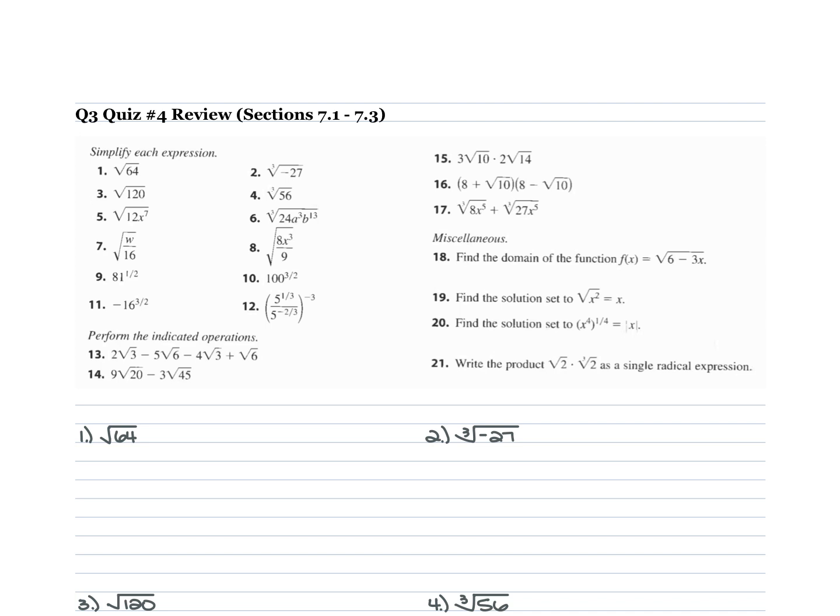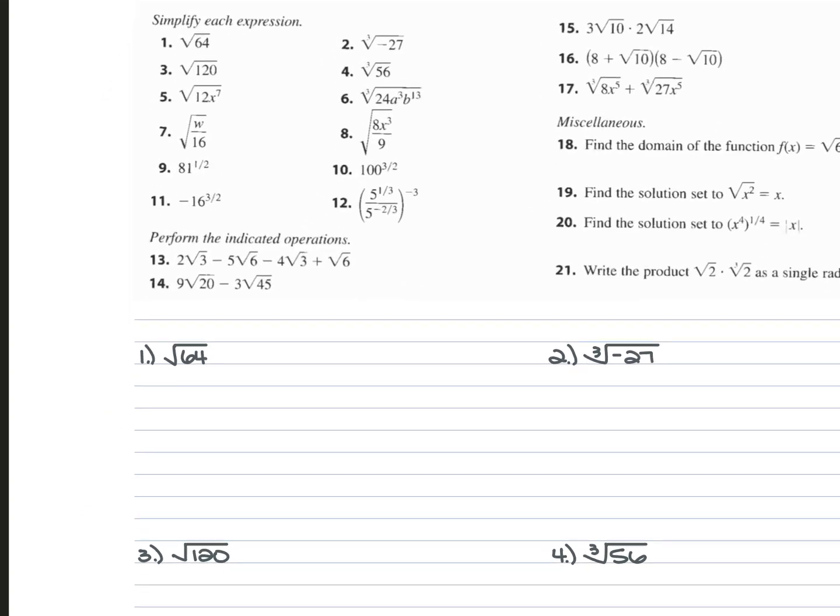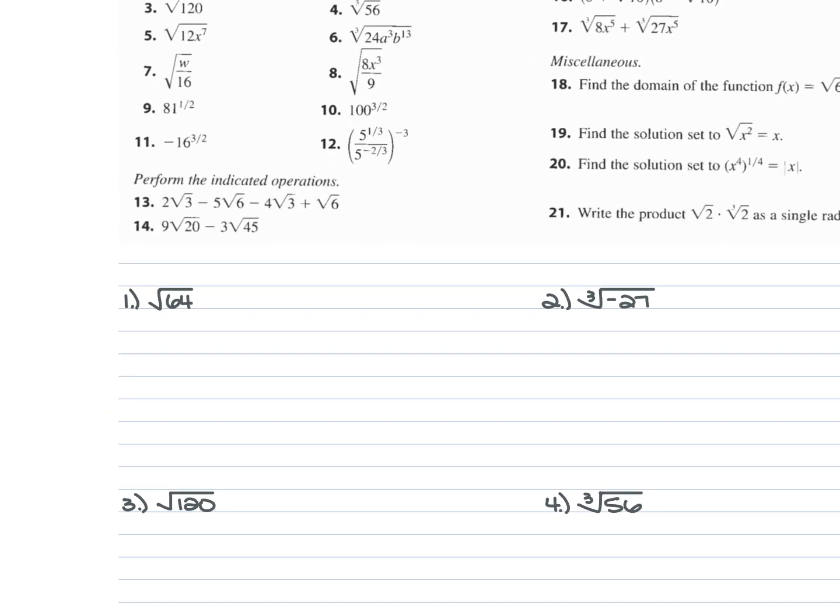Okay, so we're going to start with just finding the square roots, cube roots of things. So for number 1, you have the square root of 64. If you didn't know off the top of your head that the square root of 64 is 8, you can break this down. Again, if you didn't know 8 goes into it evenly, you can divide it by 2.